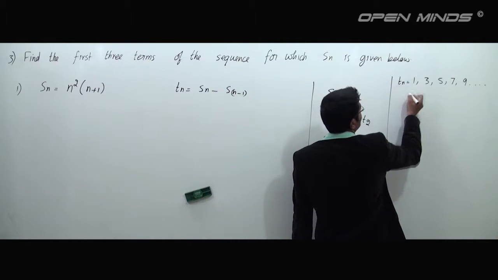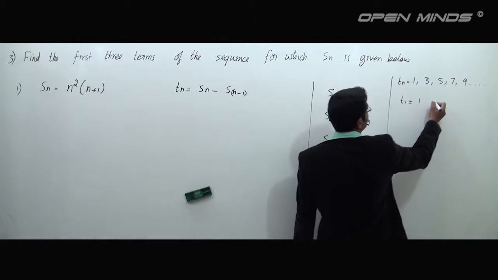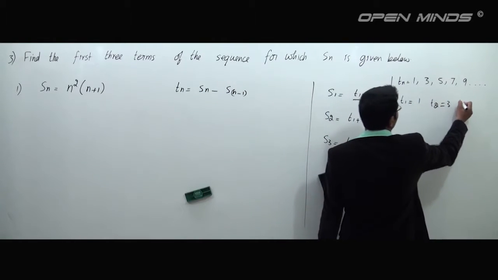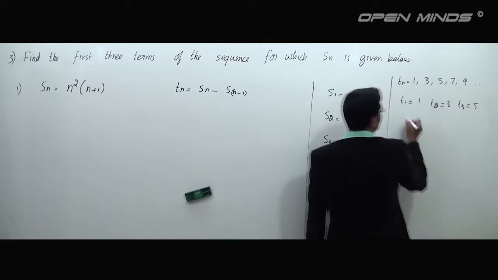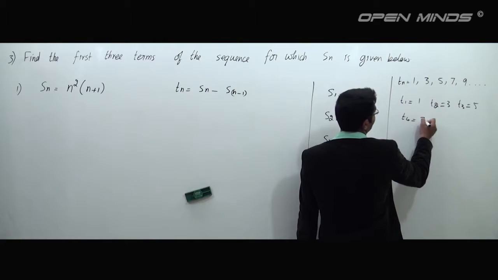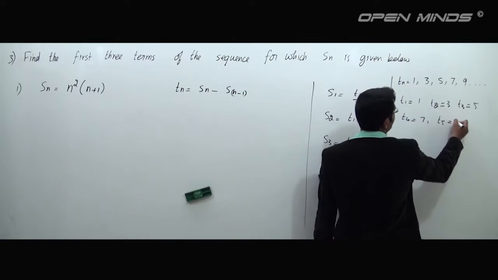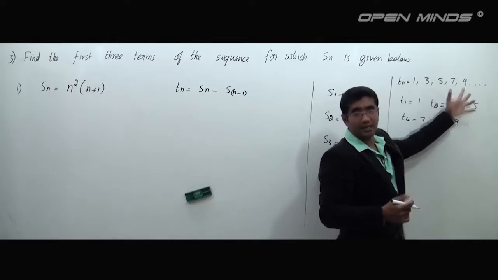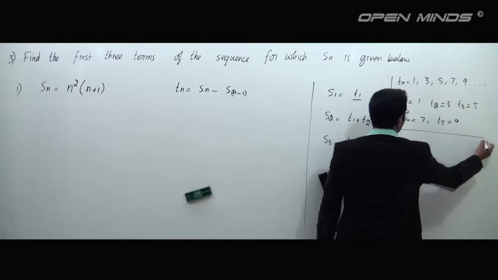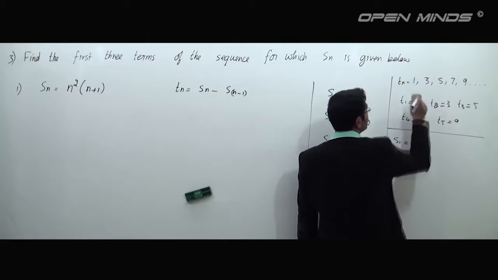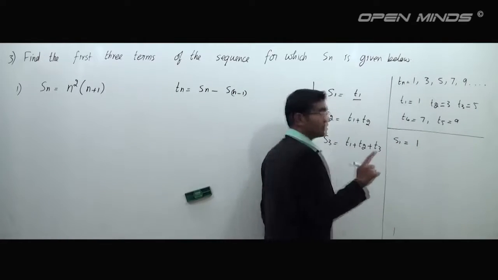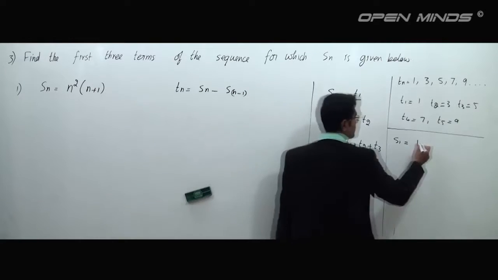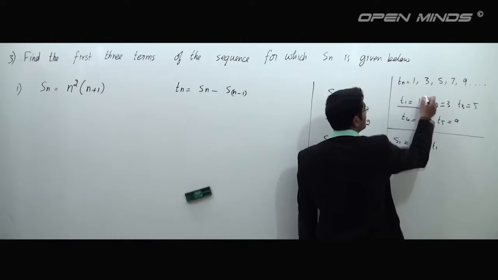So that makes T1 equal to 1 here, and T2 is equal to 3, T3 is equal to 5, T4 is equal to 7, and T5 is equal to 9, and that's how it goes. So term 1, term 2, term 3, term 4, term 5, like that. Then who is S1? S1 is nothing but the first term. That is S1. It means it is also equal to T1, because T1 is 1 itself.